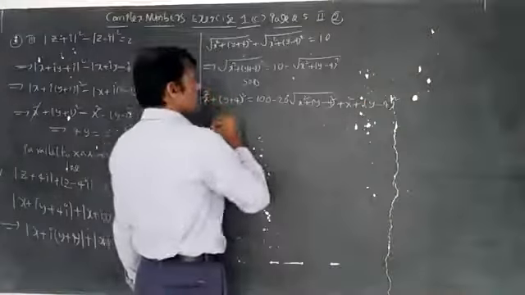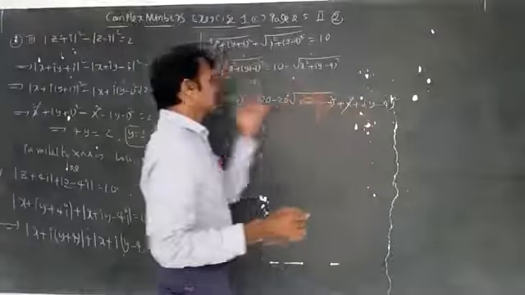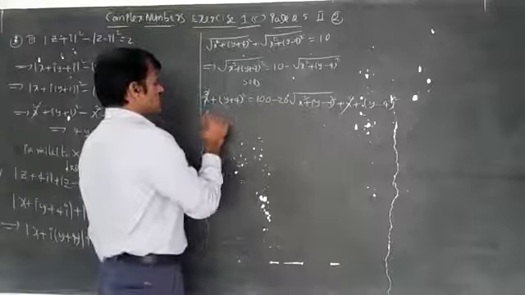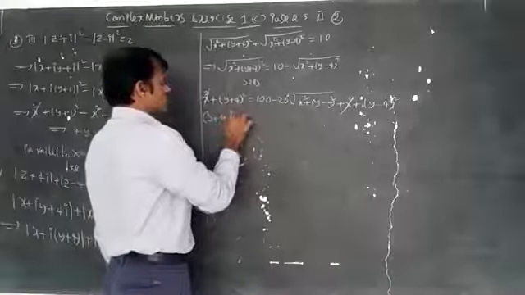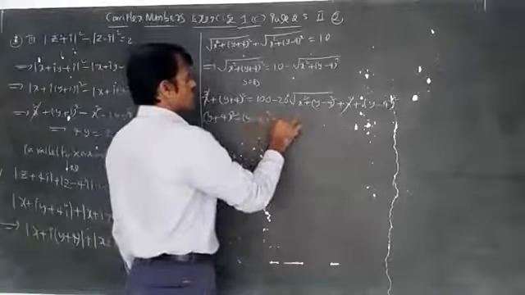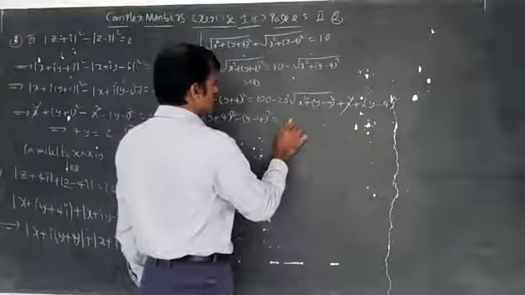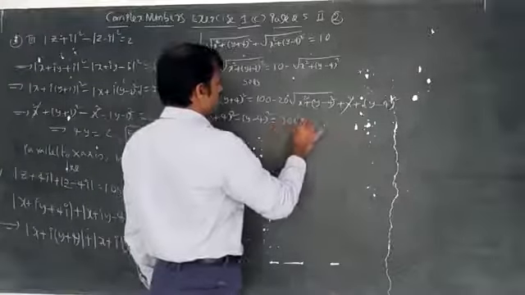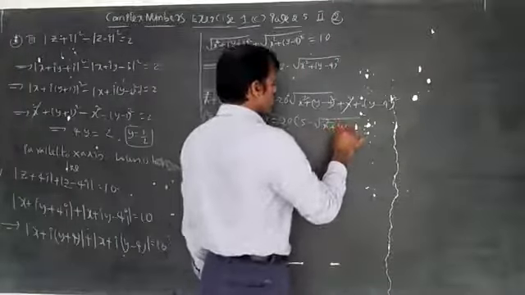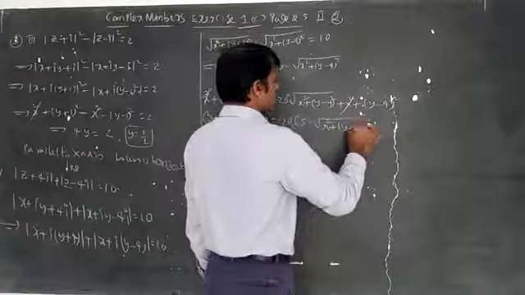Here x square will be getting cancelled. Y minus 4 whole square taken this side. So write like this, y plus 4 whole square minus y minus 4 whole square is equal to, take 20 common here. So 20 into this is 5 minus root of x square plus y minus 4 whole square.